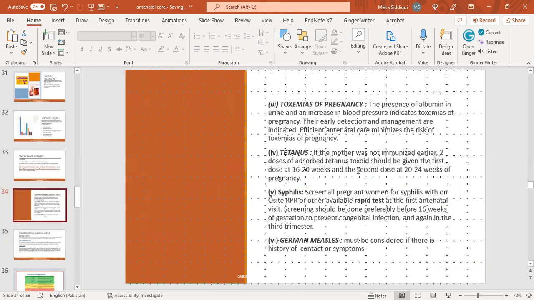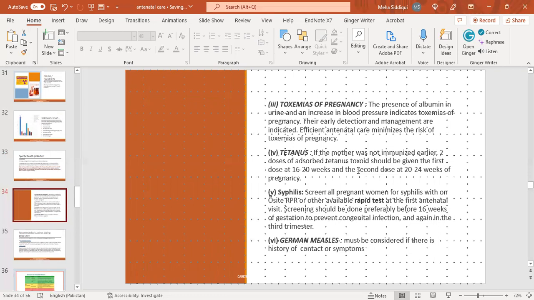Then comes toxemia of pregnancy. The presence of albumin in urine and an increase in BP indicate toxemia of pregnancy. Their early detection and management are indicated. Efficient antenatal care minimizes the risk of toxemias of pregnancy.